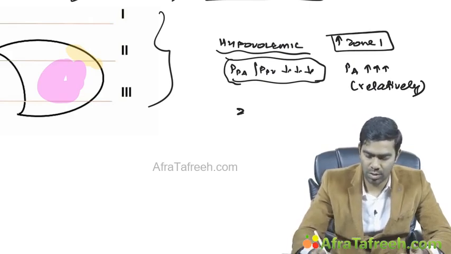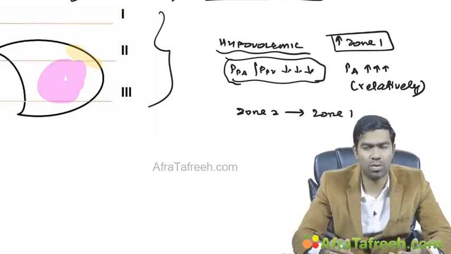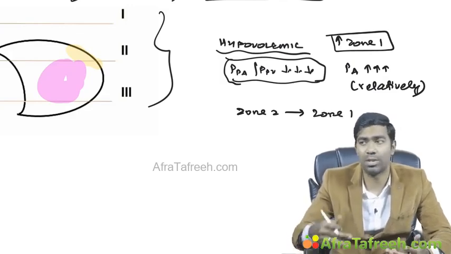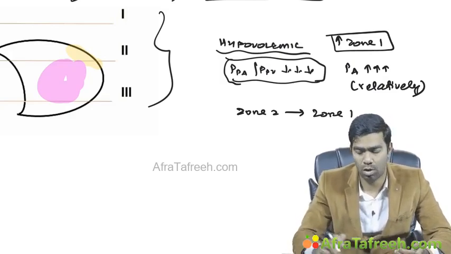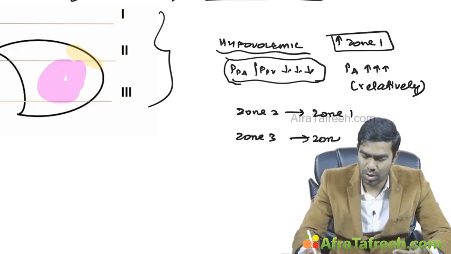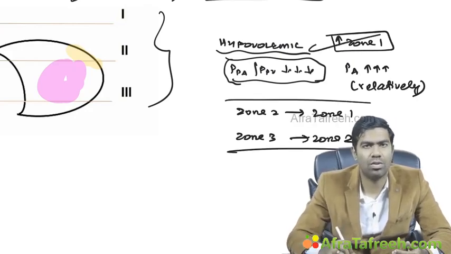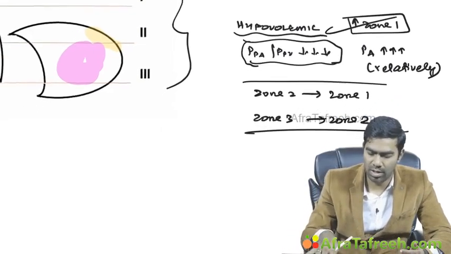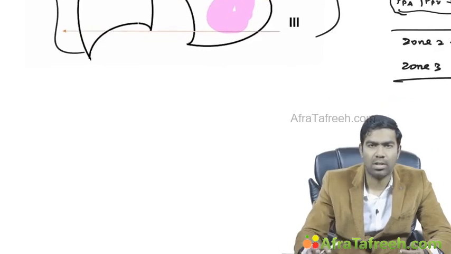You're converting zone 2 to zone 1, which means you're producing more and more zone 1, because alveolar pressure now takes over relatively as the pulmonary artery pressures are dropping. And you're converting zone 3 to zone 2 typically. In the sense, you are producing more of zone 1. That's what happens in a hypovolemic patient.